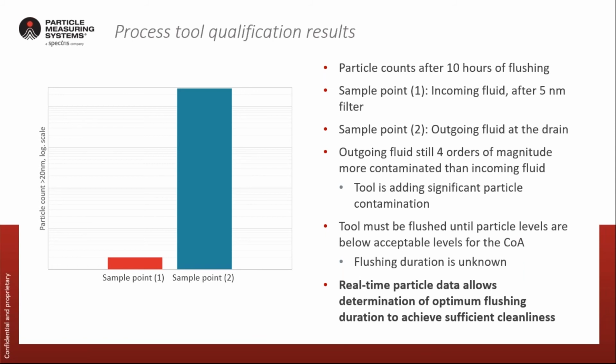So this tool would be flushed for even longer until the particle levels decrease to a level that is acceptable for the COA. And this flushing duration is unknown because it will depend on the tool and the cleanness of the tool. So real-time particle data enables the determination of the optimal flushing duration, similar to the example we covered already with filter flushing. So it enables us to determine the optimal flushing duration in order to achieve an acceptable cleanliness level without flushing it for an unnecessarily long period of time.